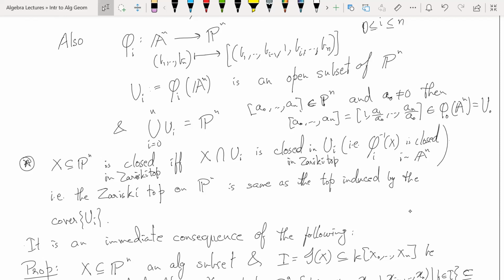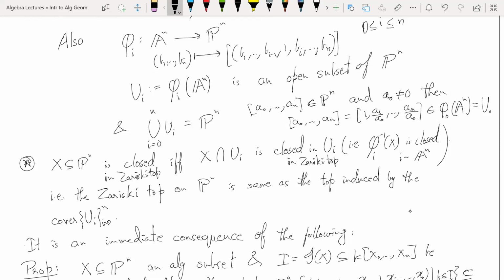So if we prove this, then we would have shown that the Zariski topology on Pn is the same as the topology induced by the cover Ui, i equals 0 to n.